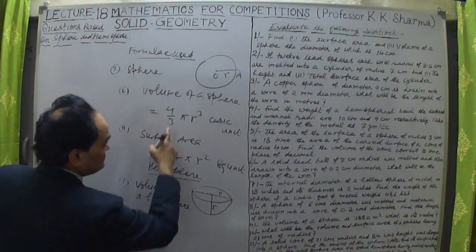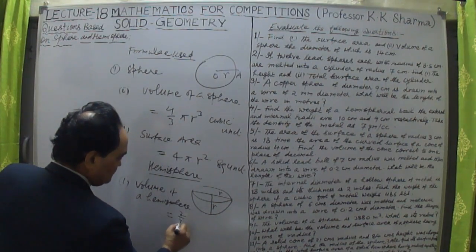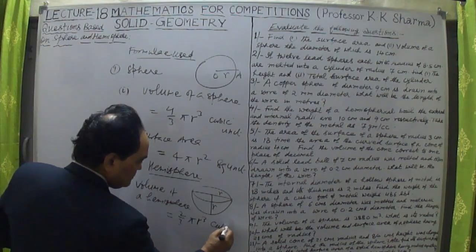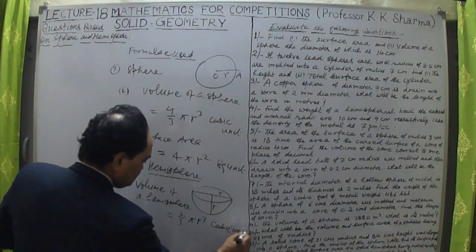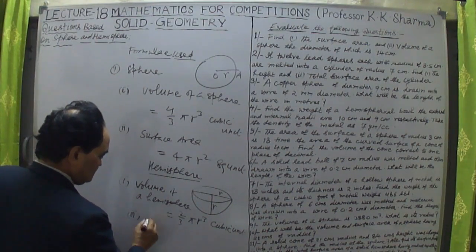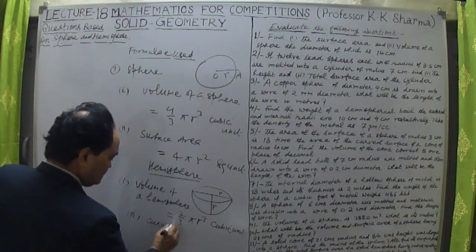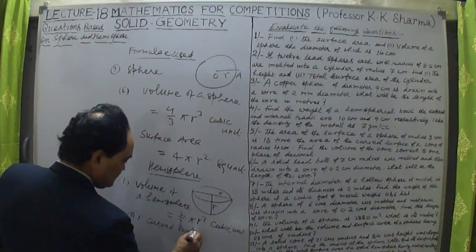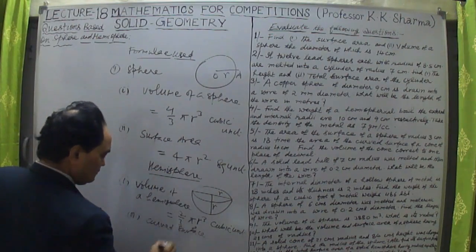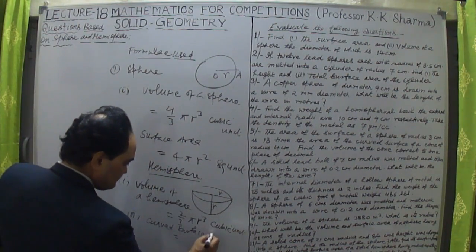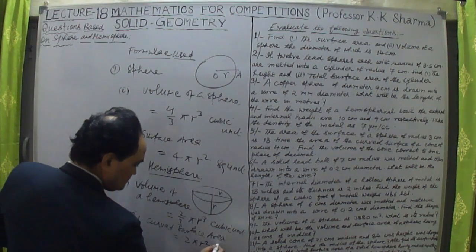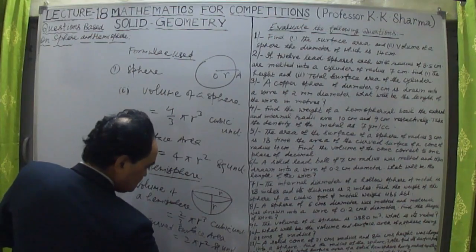The formula is just half of this, so this is 2 by 3 pi r cube, in cubic units. The unit is always cubic unit, that we know. The second point is curved surface area. Try to understand: this is known as curved surface area. It is just half of the area of a sphere, 4 pi r square, so the curved surface area of a hemisphere is equal to 2 pi r square, in square units. This is the second formula.